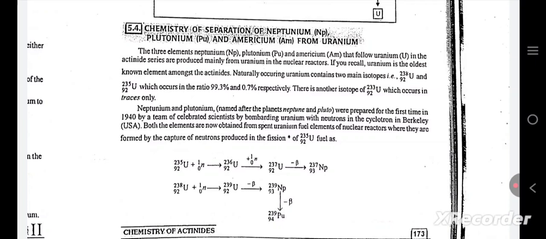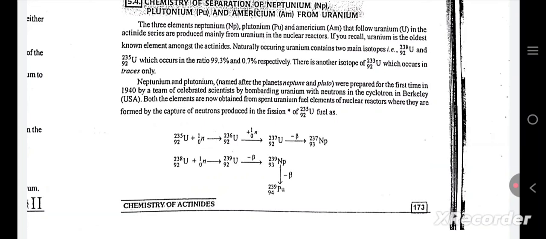The three elements neptunium, plutonium, americium that follow uranium in the actinide series are produced mainly from uranium in the nuclear reactors. If you recall, uranium is the oldest known element amongst the actinides. Naturally occurring uranium contains two main isotopes. Neptunium and plutonium, named after the planets Neptune and Pluto, were prepared for the first time in 1940 by a team of celebrated scientists by bombarding uranium with neutrons in the cyclotron in Berkeley, USA. Both the elements are now obtained from spent uranium fuel elements of nuclear reactors when they are formed by the capture of neutrons produced in the fission.